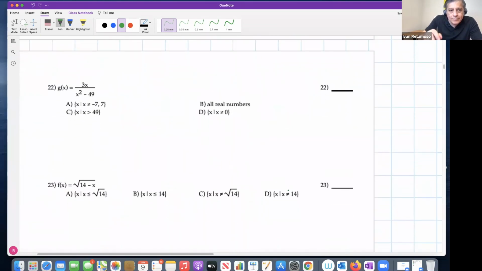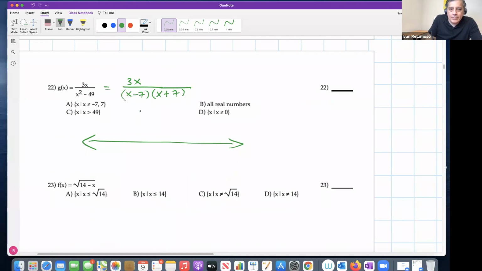Try 22 now. This one. Hint, this guy, when factor is this, right? So shortcut, use the opposites, right? The opposites.